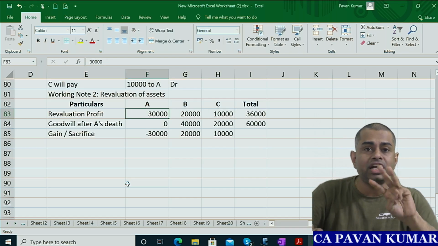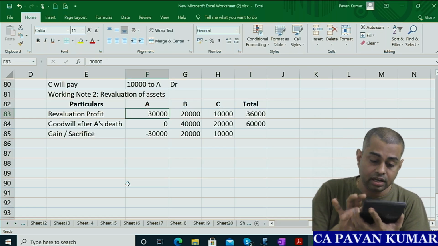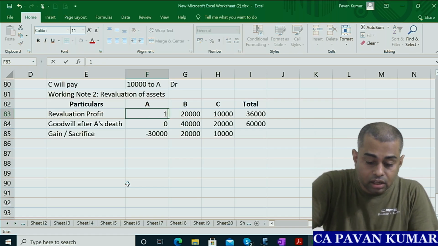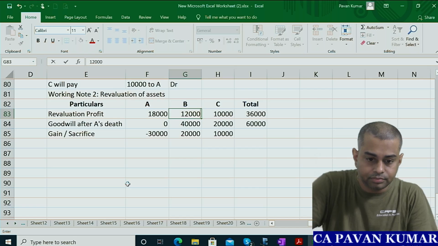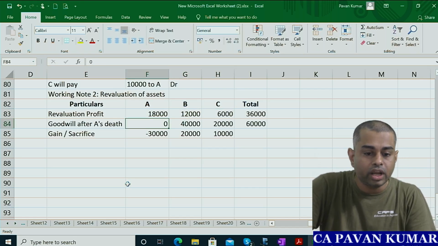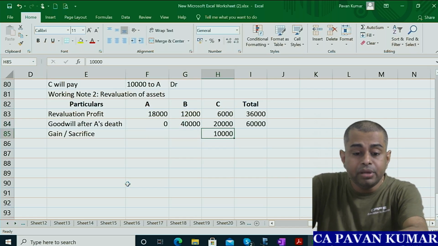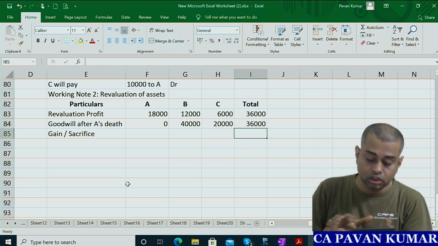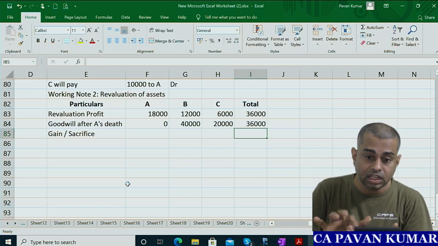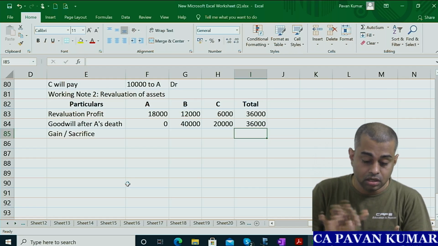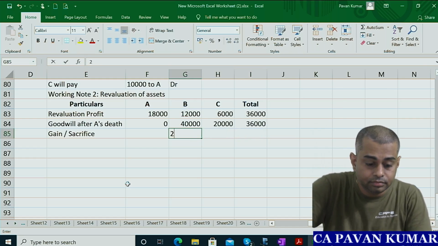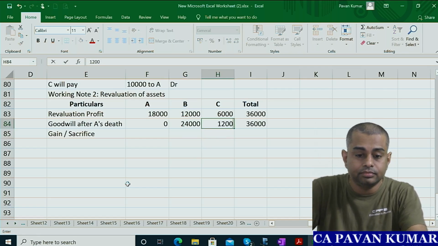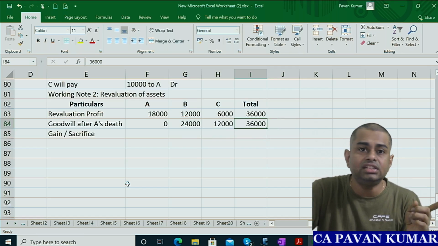So 36,000 is apportioned in 3:2:1. Take the calculator. 36,000 divided by 6 is 6,000. So 6,000 into 3 is 18,000, 2 is 12,000, 1 is 6,000. After death, A will be 0 and B and C will share this 36,000 in 2:1 ratio. So 36,000 divided by 3 into 2: the first gets 24,000, the second gets 12,000. So this is 3:2:1, and the next one is 2:1.